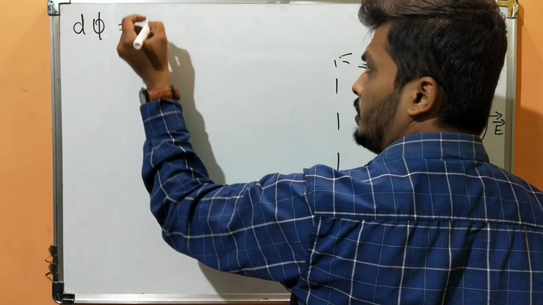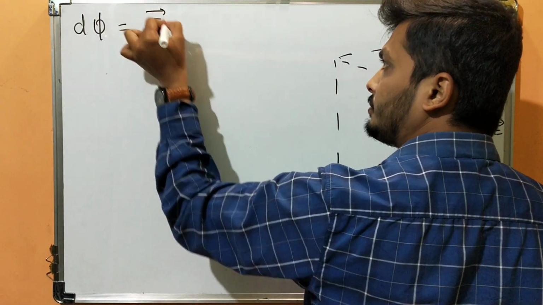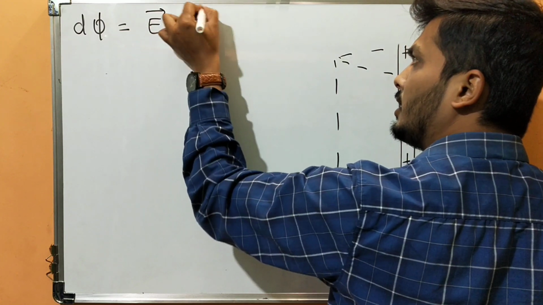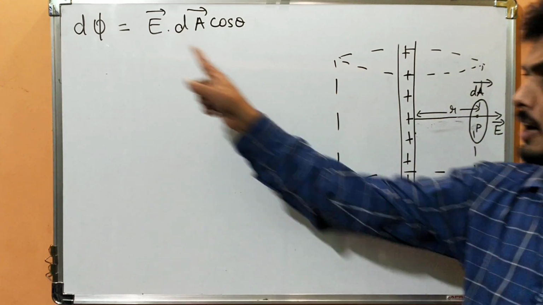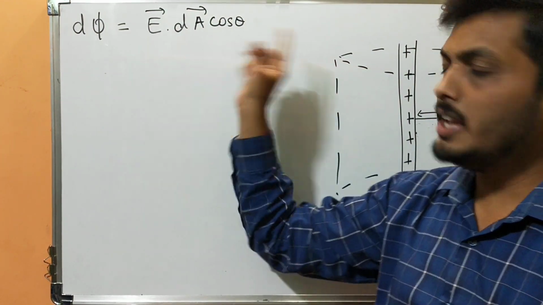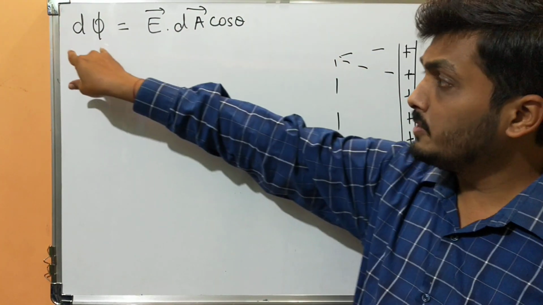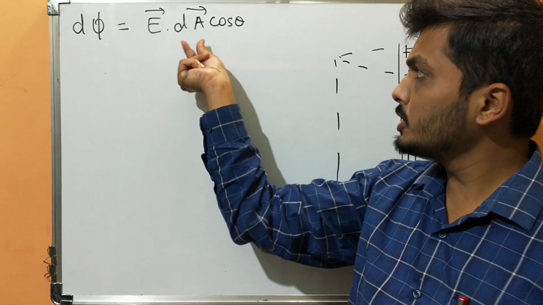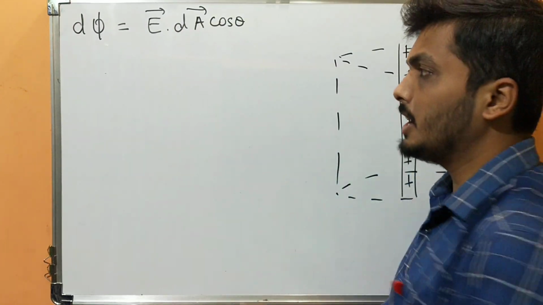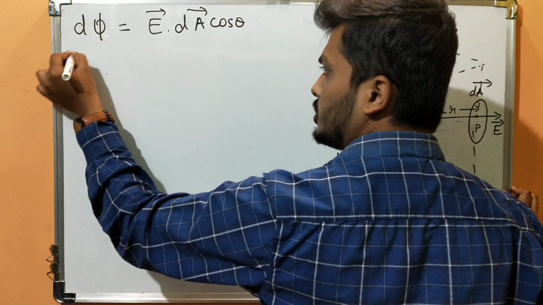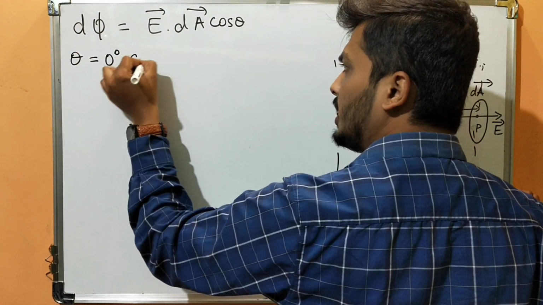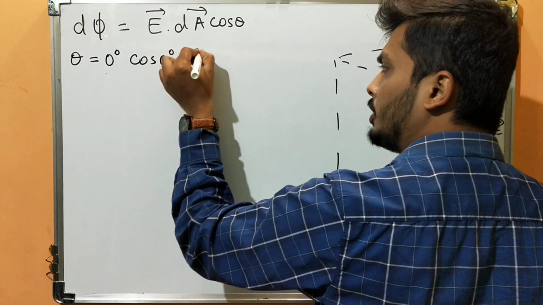So d phi will be what? E into dA cos theta, is it not? So that's the formula for electric flux. But this d phi indicates small flux for this small cross-sectional area dA. But we know that dA and E are in the same direction, so theta is equal to 0 degrees and cos 0 degrees is equal to 1.